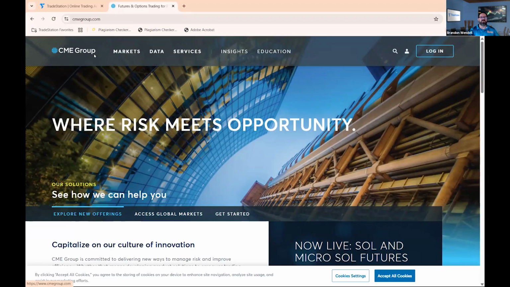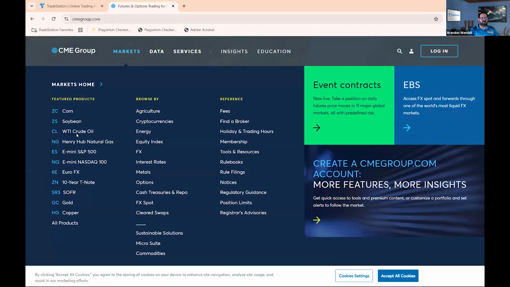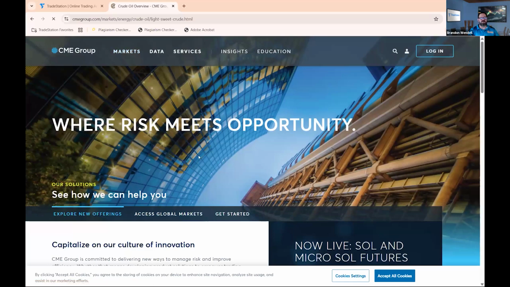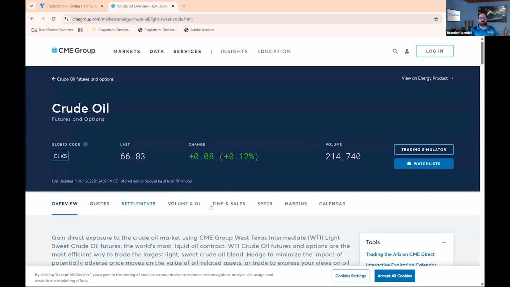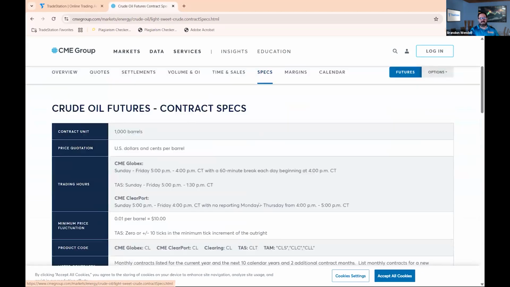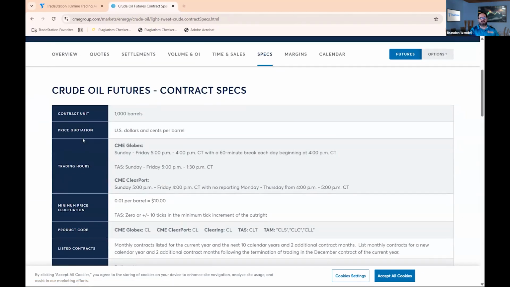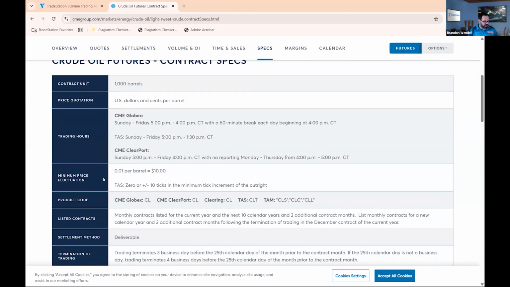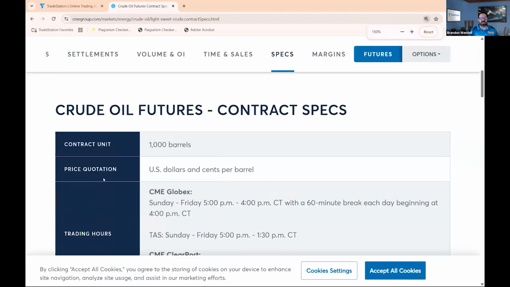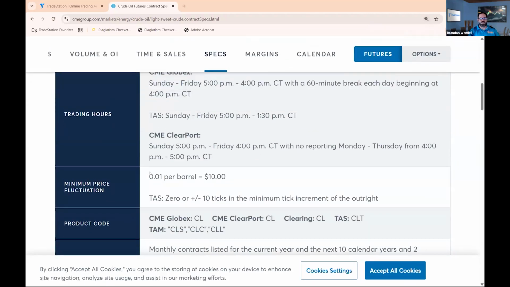So right here on the CME Group, I go to CME.com and I go to markets, and we were talking crude oil. I go to crude oil. It brings up right here, specs. Those are the contract specifications. And I can see 1,000 barrels traded in US dollars and cents per barrel. Tells me when it's traded, the minimum price fluctuation or tick, as I zoom in here a little bit for you, right there, there's the tick.